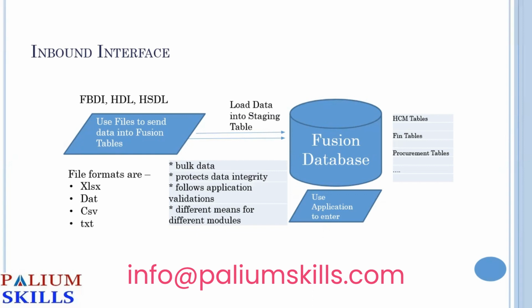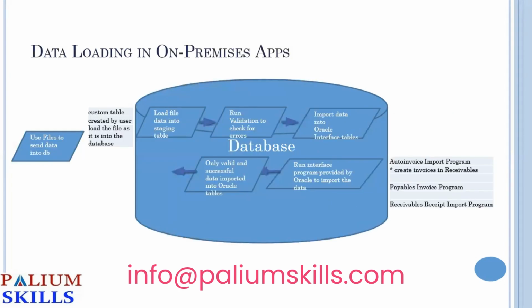So here, when we are talking about FBDI, HDL, and HSDL, we primarily talk about the inbound interface. That means data is coming into Fusion. In case of on-prem applications, we have the luxury of creating a custom table where the file is loaded. But in case of Fusion, we cannot create tables as and when required. But the steps are almost the same.